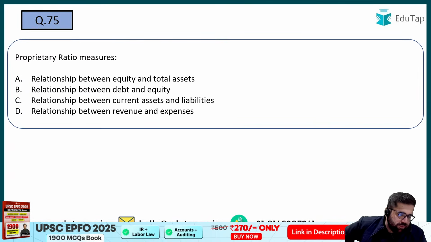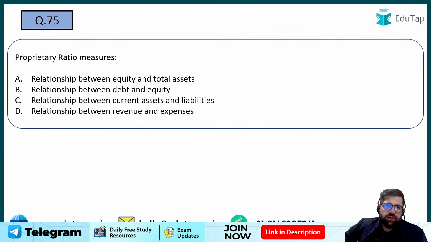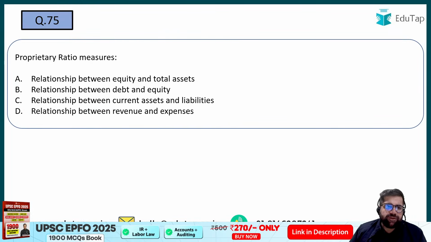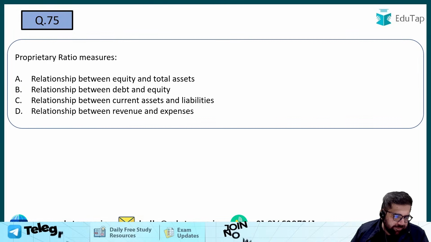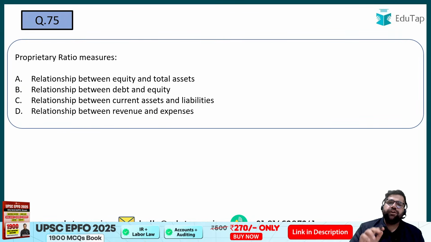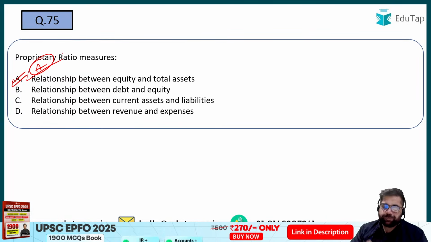Tell me, question number 75. Proprietary ratio is between... Yes, if it is on a regular basis, then it would be operating. But regular should be written there too, right? Yes, proprietary ratio basically gives you the relationship between your equity and total assets. Therefore, your correct answer will be option number A.